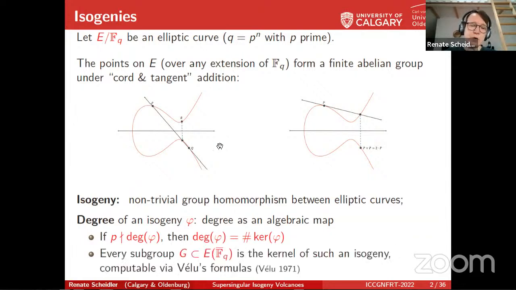The other thing we need to know is that every subgroup of the group of points on the elliptic curve occurs as the kernel of some isogeny. And this isogeny can be computed. So an explicit equation can be computed, and an explicit equation of the target curve can be computed. This can be done by Vélu's formula. This is pretty standard stuff. And I should also mention that isogenies are always surjective.